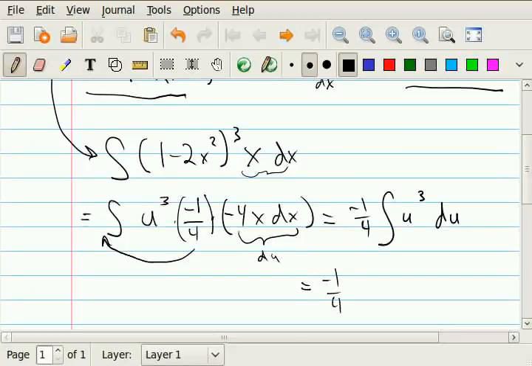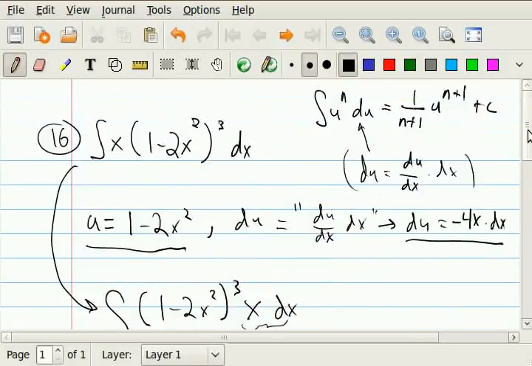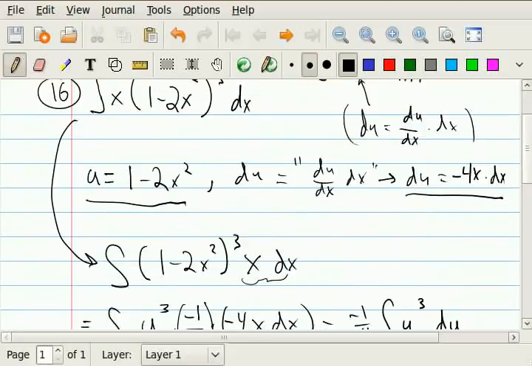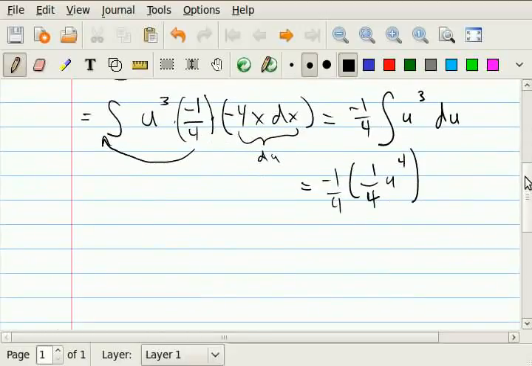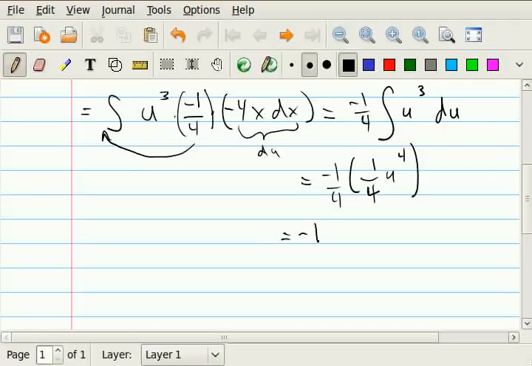I have negative 1/4, and I have to integrate u cubed du using the power rule. It's just 1/4 u to the power 4. That's all the generalized power rule really says after the substitution. You just integrate u like you would any other variable to a power, as long as we're integrating with respect to u. So this is going to be negative 1/16 u to the power 4, whoops, I forgot my plus C, plus C, and finally we have to convert everything back to x.